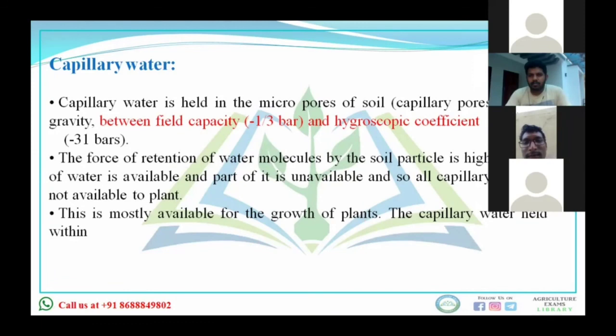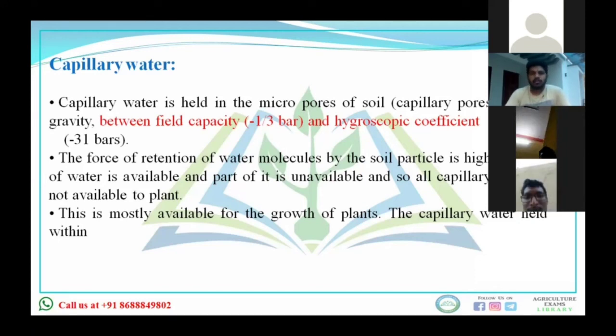Okay. Then I think all the water that comes under the capillary water is available to the plant, right? Yes, sir. How many of you say that all the water is available? No, sir. Some part of capillary water is available, up to 15 bars only. Okay, from this we'll start again tomorrow, from capillary water.